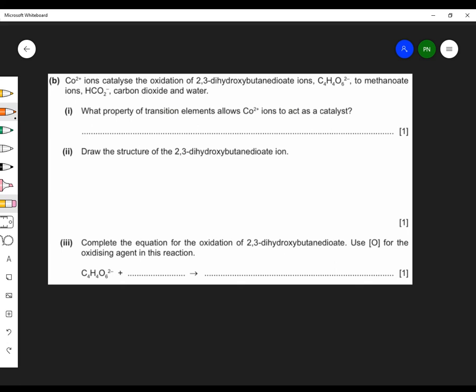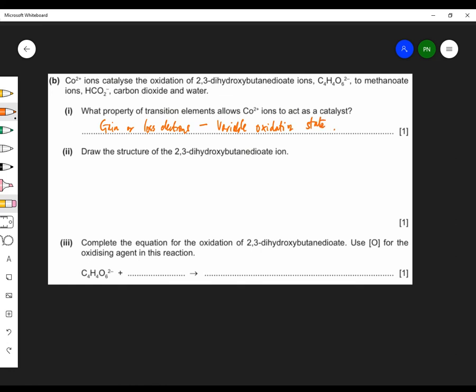Well, they can gain or lose electrons. They're a good place to pick up electrons and dump off electrons. Now, I guess we could call this property a variable oxidation state. So there you go.